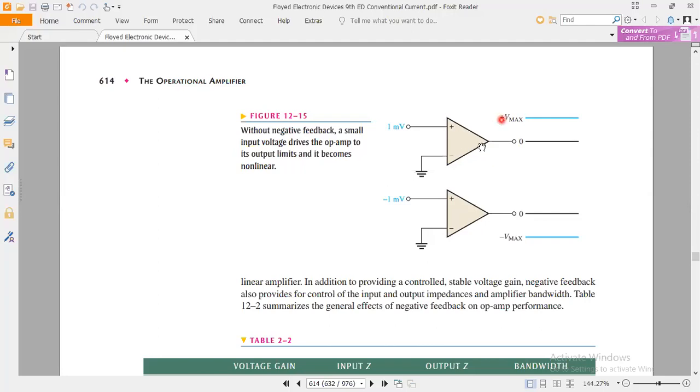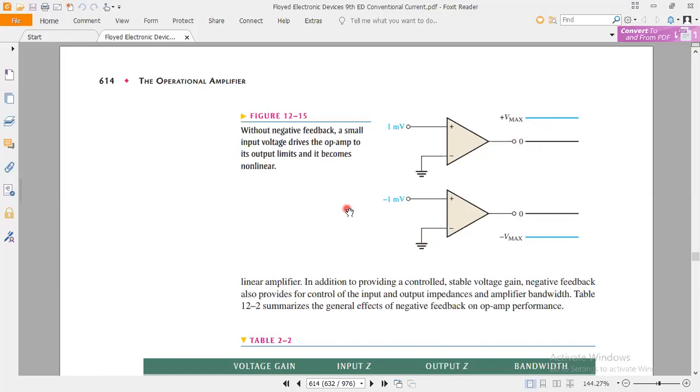Now you can see, if you provide a non-inverting input of 1 millivolt at this instant, and the negative feedback is not provided this way, the output would be much higher, meaning 100 volts at this high level.